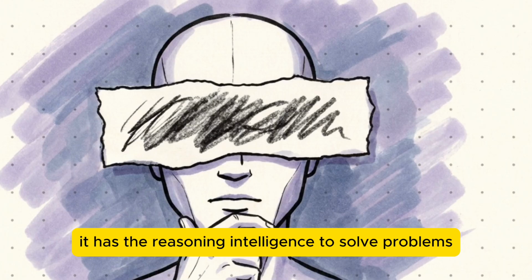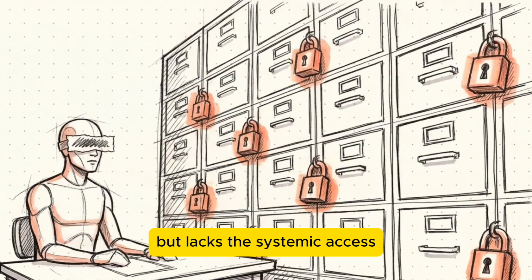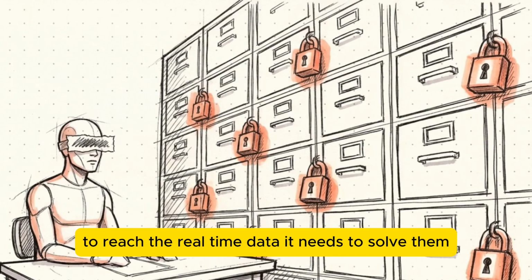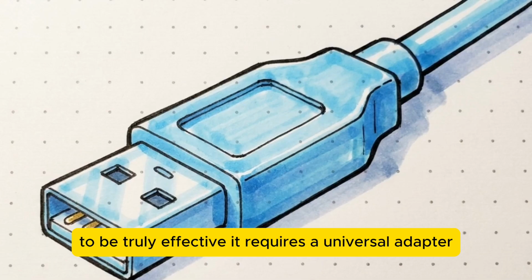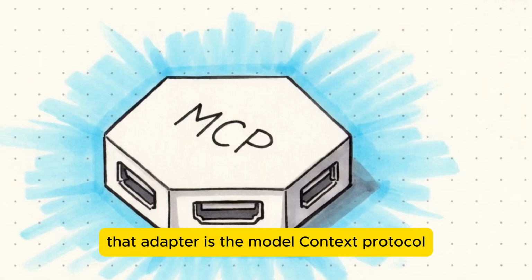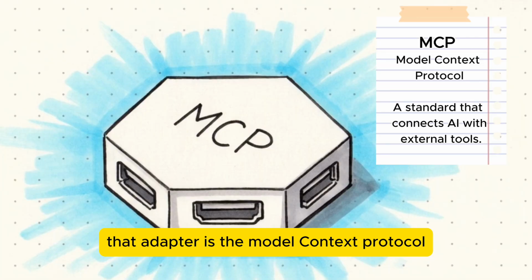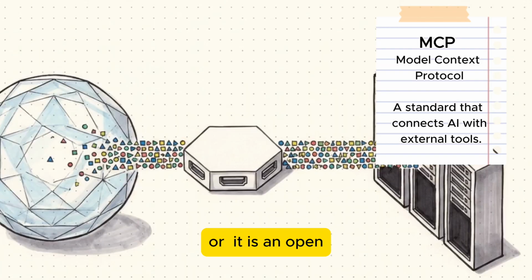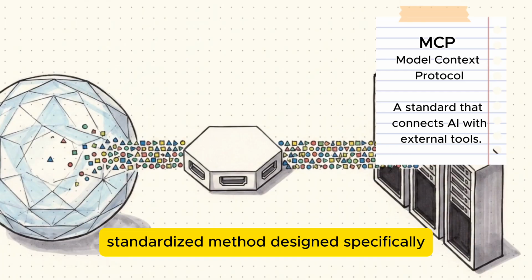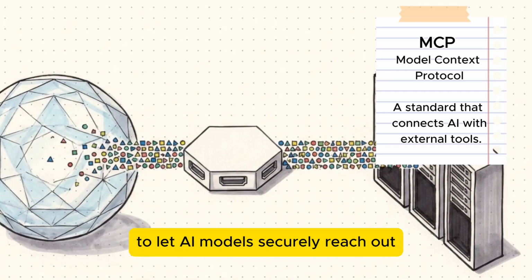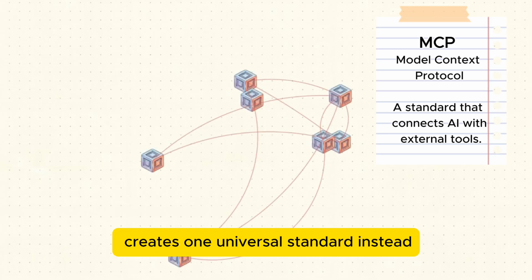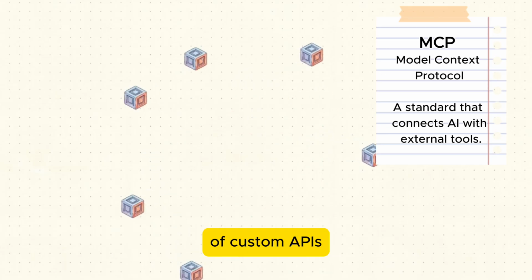AI's current limitation stems from its isolation. It has the reasoning intelligence to solve problems, but lacks the systemic access to reach the real-time data it needs to solve them. To be truly effective, it requires a universal adapter. That adapter is the Model Context Protocol, or MCP. It is an open, standardized method designed specifically to let AI models securely reach out and read external data sources. MCP creates one universal standard instead of custom APIs.